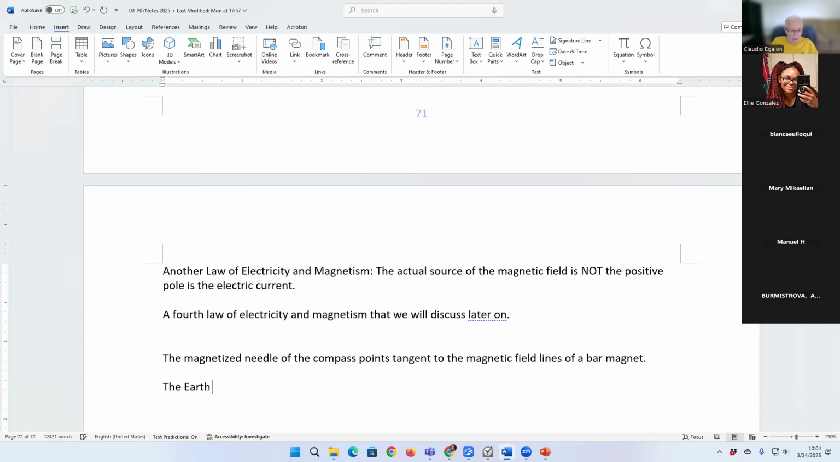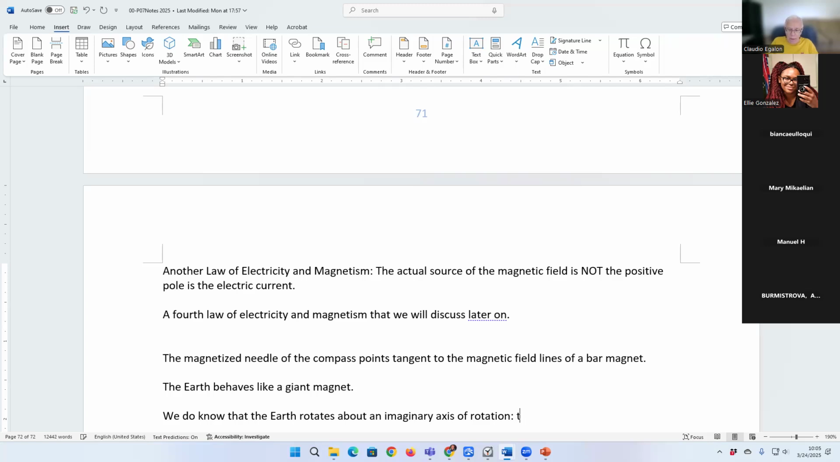The Earth behaves like a giant magnet. We do know that the Earth rotates about an imaginary axis of rotation. Okay, this is a mechanical idea of the Earth.